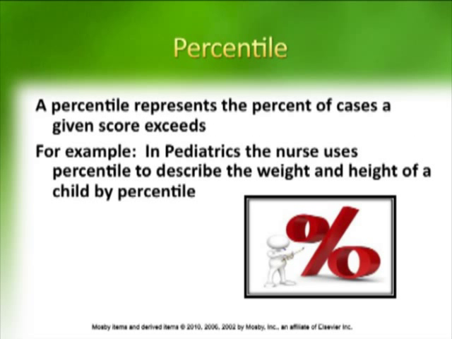Percentile is another measure of dispersion. It represents the percent of cases a given score exceeds. For example, in pediatrics, the nurse uses a percentile to describe the weight and height of a child. A score in the 75th percentile is exceeded by only 25% of the scores. A score in the 25th percentile is exceeded by 75% of the scores, meaning that only 25% of the scores are worse. The mean is the 50th percentile.